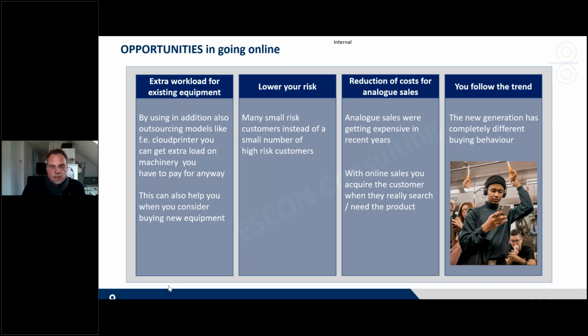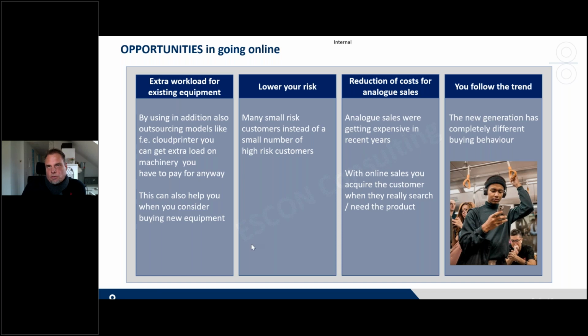That means exactly at the moment when the customer enters the search keyword in Google or another search engine, you will be on the screen and you have the possibility that the customer will come to your shop and maybe also in the end, what you hope, buy on your site. The last opportunity is, in my opinion, the most important one: that you follow the trend.